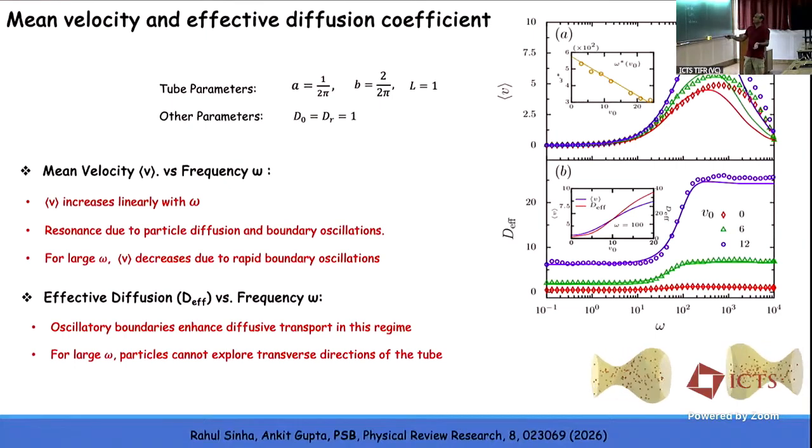So in the flat case, where an active particle is moving in a flat channel, the mean velocity is 0. The particle can move either in the forward direction or the backward direction, so the net movement is 0. So the velocity is 0.